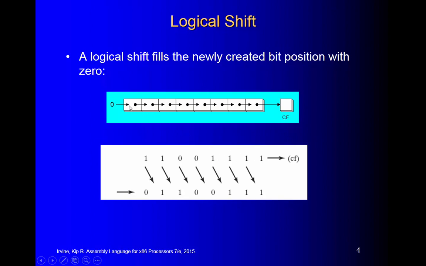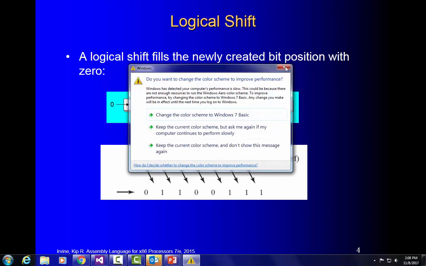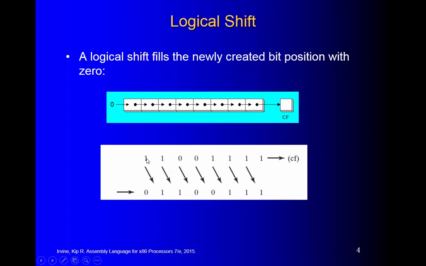Here we have an example. This is a byte: 1, 2, 3, 4, 5, 6, 7, 8. If we shift to the right, we move each bit to the right one location. This one is going to be here, this one here, this one here, and this one will be copied into the carry flag, and this one will get shifted off the byte.